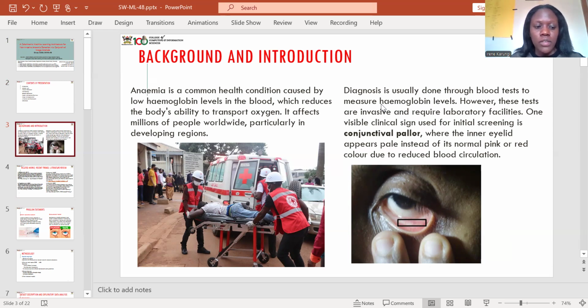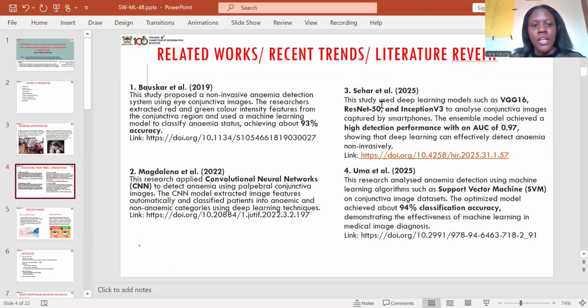However, doctors often observe conjunctival pallor as an early clinical indicator where hemoglobin levels are low. The inner eyelid becomes pale instead of reddish. So in our project, instead of using the blood test, we use the eyelid, which is kind of cheap, and you can easily get the result of whether the person is anemic or non-anemic. So the related work, we have one from 2019, the other one from 2022, then two from 2025.